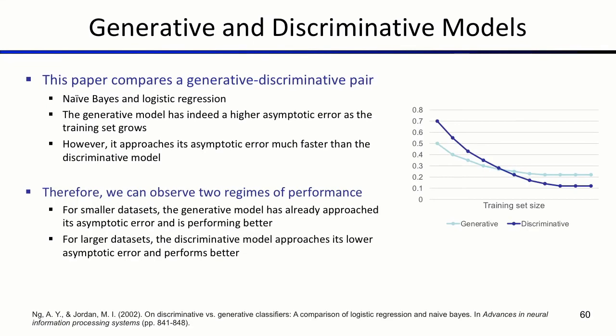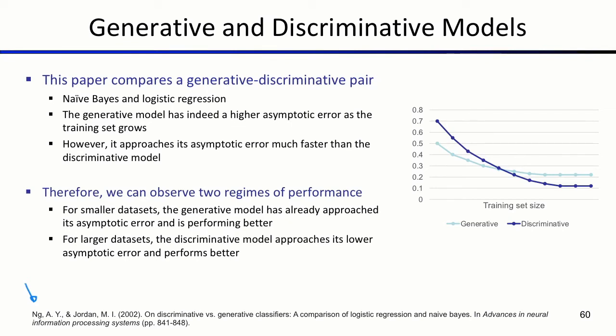So one interesting result comes from this paper here. In this paper, they make a theoretical and also an empirical analysis comparing two classifiers, one generative and another discriminative. They selected the naive Bayes classifier and the logistic regression classifier, and we call these two classifiers a generative-discriminative pair because they have very similar assumptions. And in their analysis, they conclude two things.